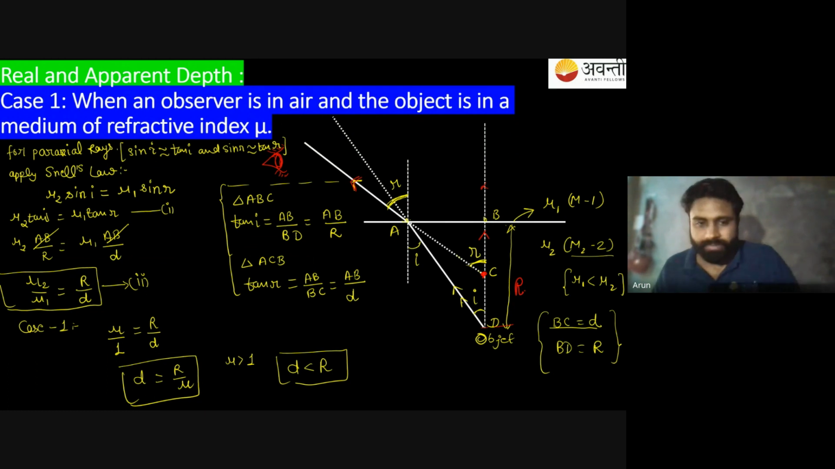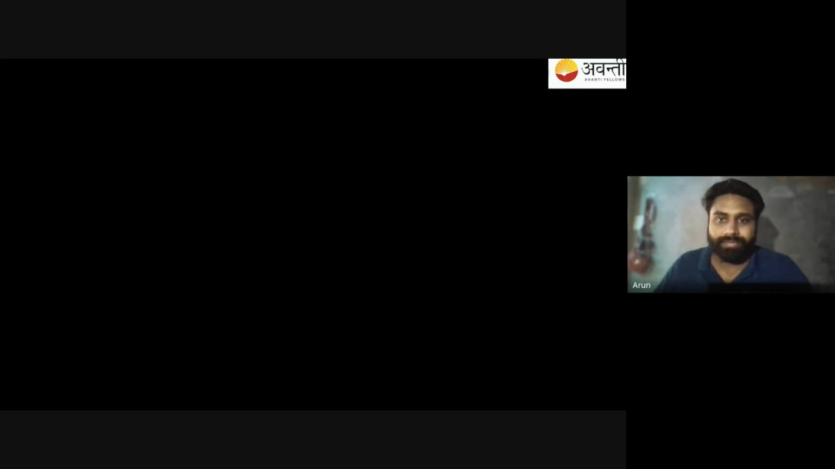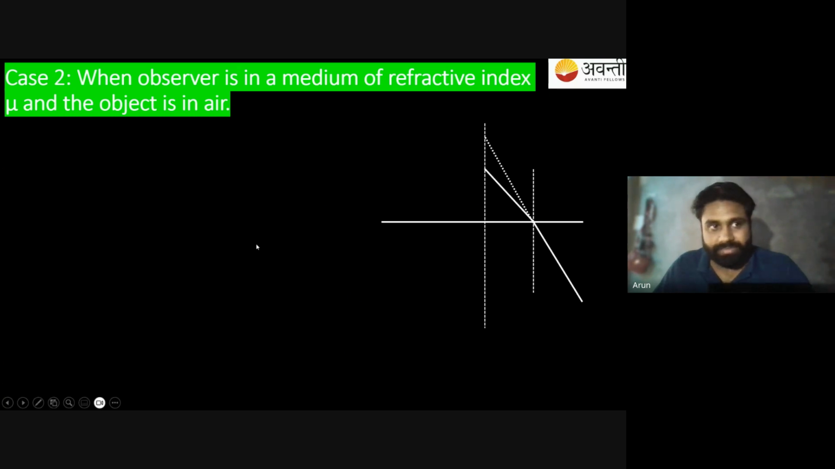Okay. Now the second case, if I want to consider, when the observer is in air and the object is in a medium of refractive index mu. This is the second case. Okay. So yeah, this is the object that we have. This is the ray incoming. This is also the ray coming from this. Okay, here the observer is.